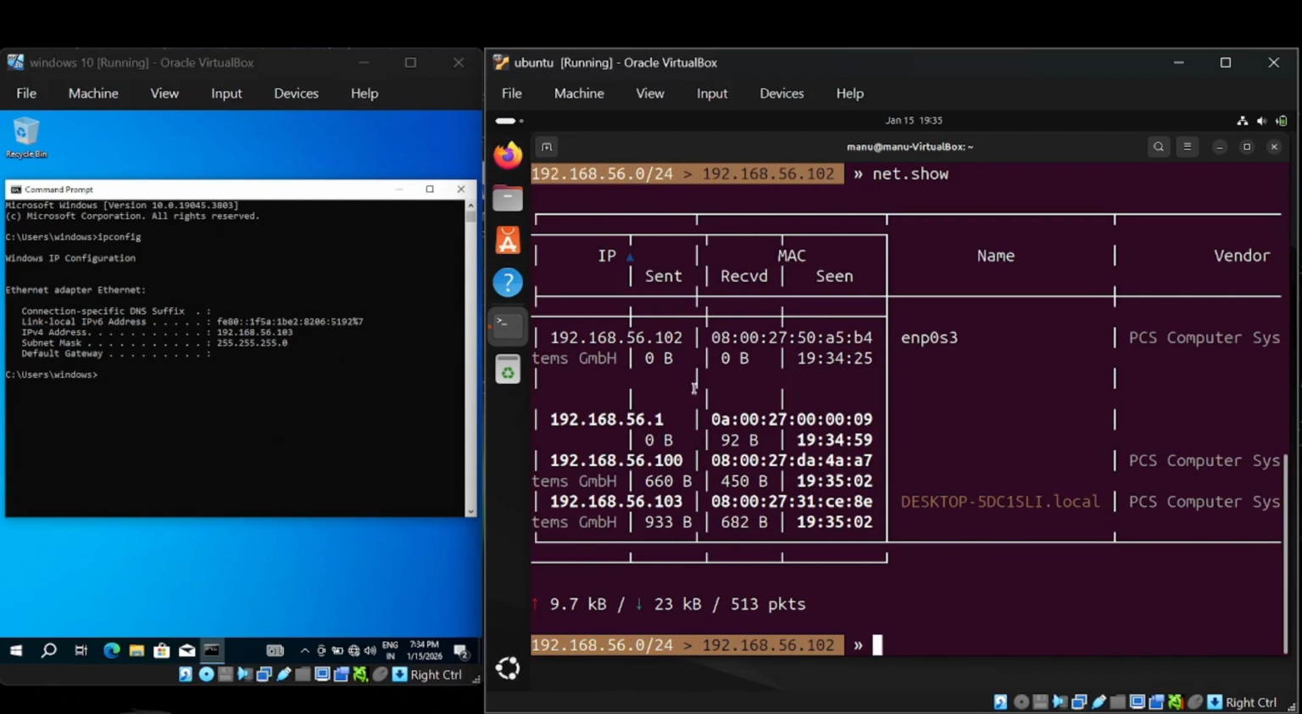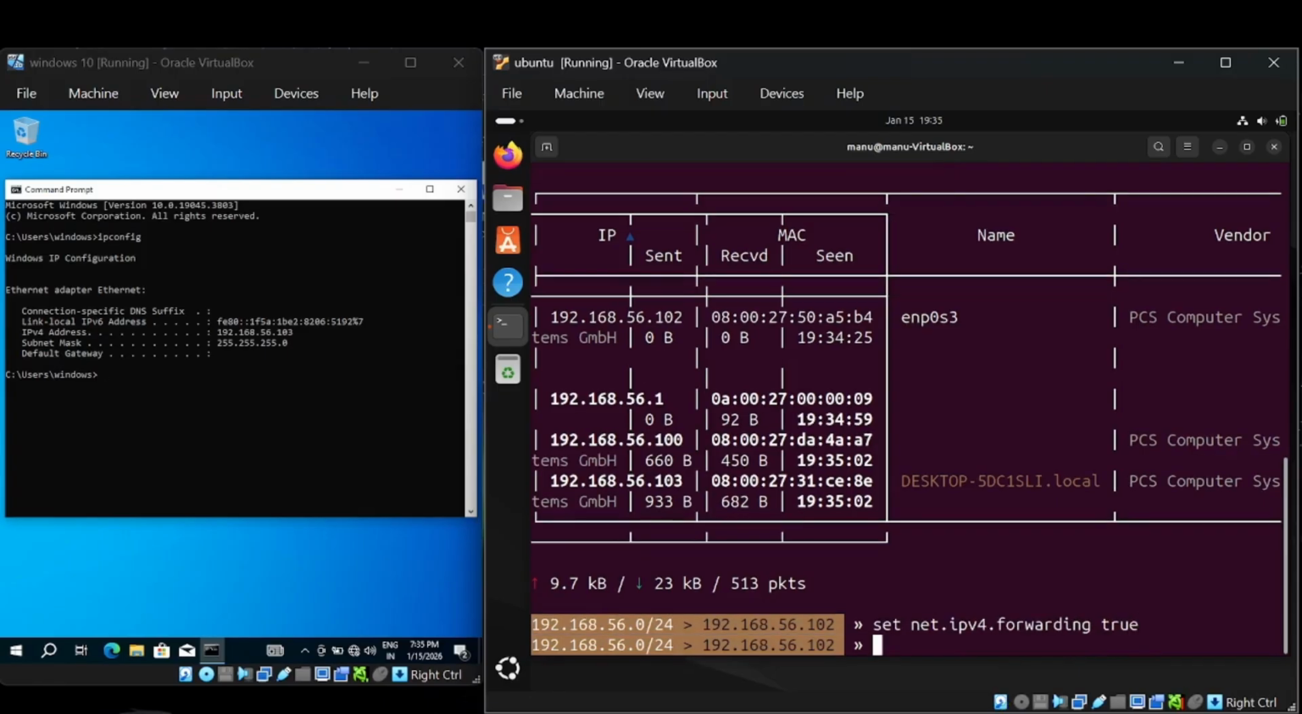The next command I'm going to be using is set net.ipv4.forwarding true. IP forwarding allows the traffic to pass through my system. Without this, the network would break and devices would lose connectivity.